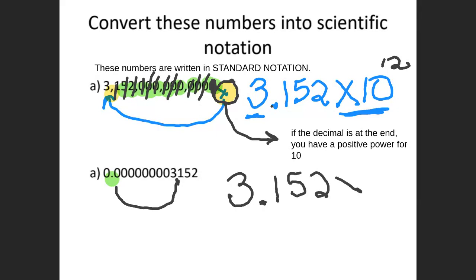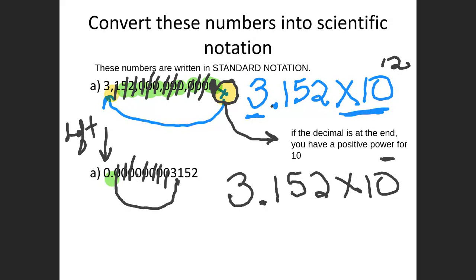So I have 3.152. It is going to be times 10, but this time the decimal was to the left of that 3. When it's to the left, I have a negative exponent. But how many places did I move that green little highlighted dot to behind the 3? 1, 2, 3, 4, 5, 6, 7, 8, 9. This is my answer.